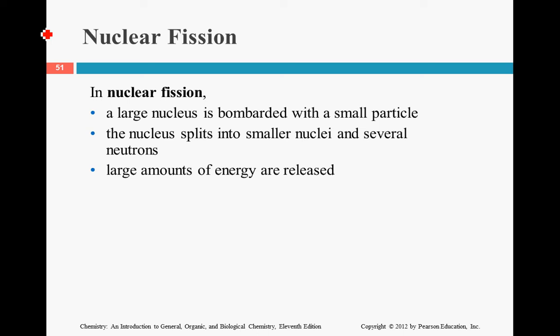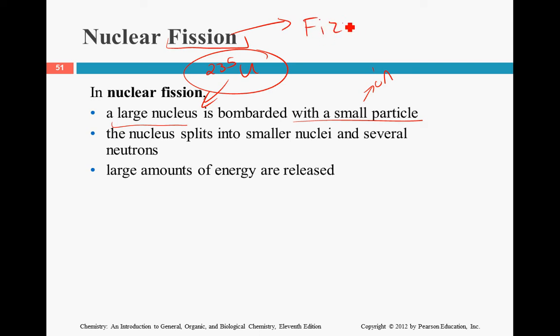What they noticed is that if they took a large nucleus, such as uranium, that's the most common one we use, mainly because it's for power plants and stuff like that too, and bombard it with a small particle like a neutron, the uranium then breaks up. To remember this one, fission is very much like fizz. So the uranium is actually fizzing off and it's making smaller things.